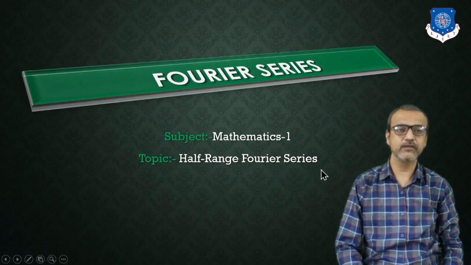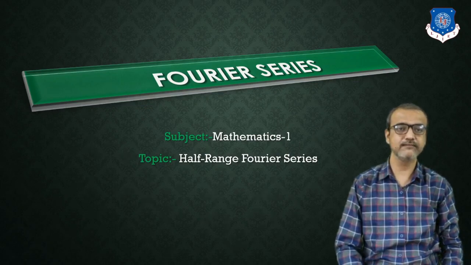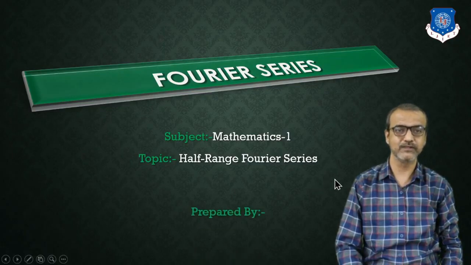So in half-range Fourier series, we will see how to find out half-range sine series and half-range cosine series. Half-range sine series is a series containing sine terms only, whereas half-range cosine series is a series containing cosine terms only. So let's start.